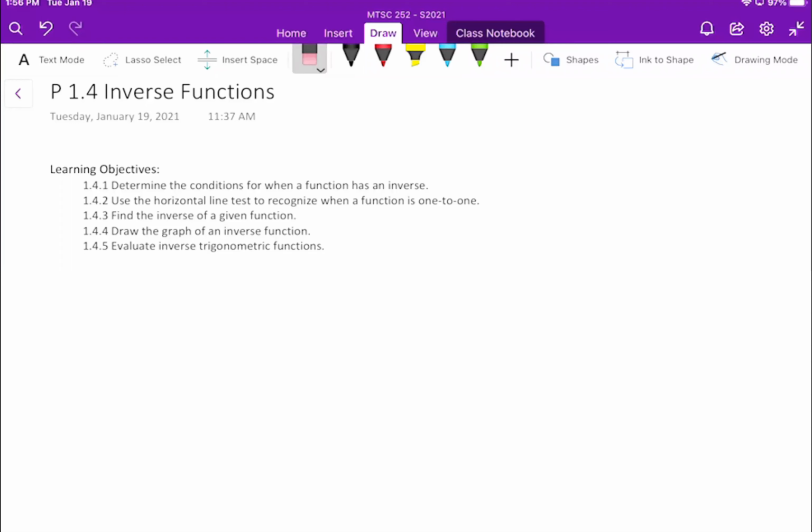All right, we want to talk a little bit about inverse functions. So what are inverse functions?